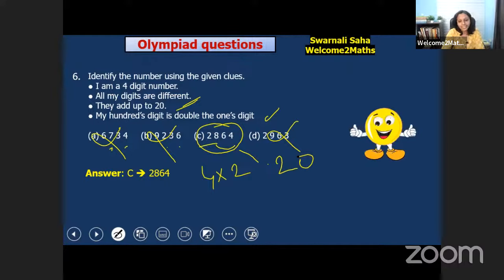It's 2864. Very good. Right. 2864 is the answer. Option C is the right one. Very good. So let's move on. Let's solve one more question.